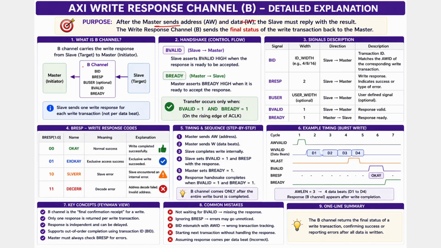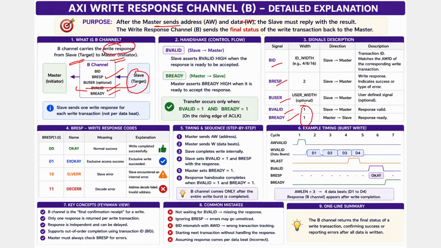Then the B channel carries that write response, from slave to master. That is the targeted slave, and the master is always the initiator. So the slave will send the response to that initiator through the B response channel. And B user is also there, and then B valid and ready signals. Valid and ready signals should be high, then only sampling happens. So these are the signals: BID, response, user, valid and ready.